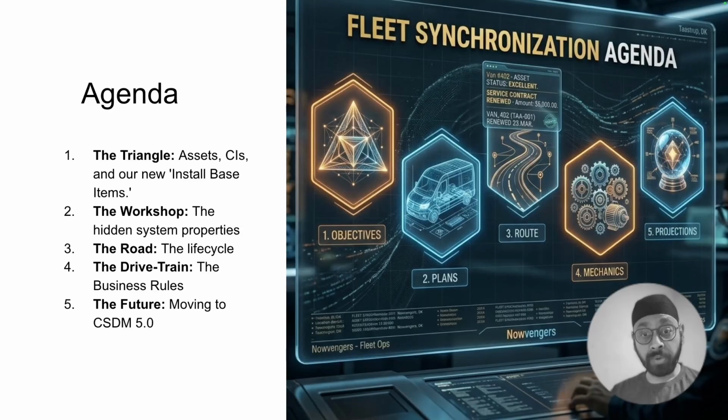All right, so what are we going to learn today? There are five things we are going to cover. That is the triangle. We will understand what is an asset, what is a CI, and what is actually install base, and what is the purpose of it. Then we will look into some hidden properties you can enable to control the creation of our CIs. We will also see how the life cycle works from creation to delete.